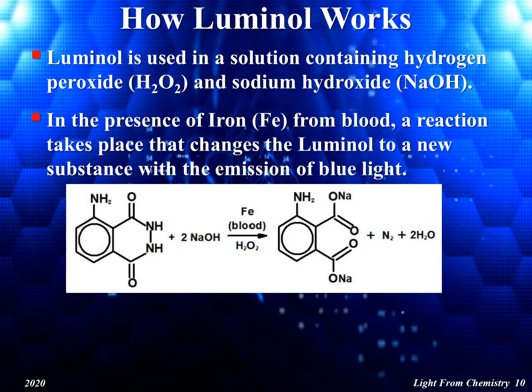All blood contains the element iron with the symbol Fe. That iron acts as a catalyst to accelerate a reaction between the luminol, hydrogen peroxide, and sodium hydroxide to form a new compound that has the structure shown on the right in the diagram. The energy released as a result of the reaction is emitted in the form of blue light.